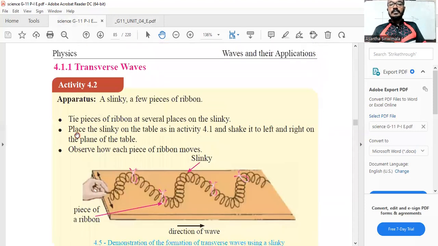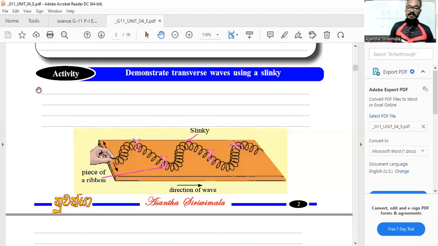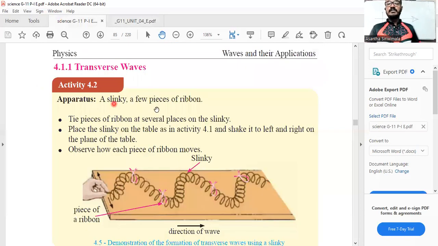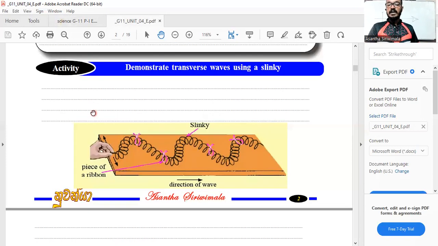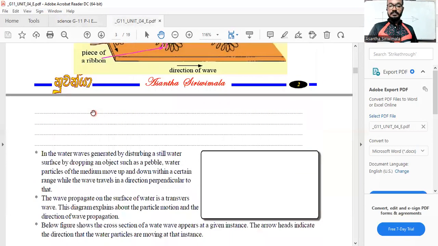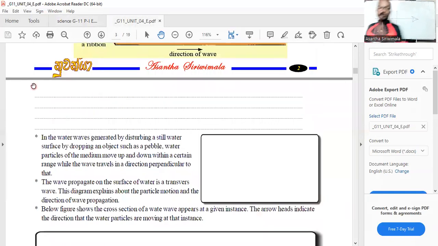So here in these lines, you can write things needed. These are the things needed: a slinky, a few pieces of ribbon. So that's what you can write in those front lines. After that, I'll explain how to do the activity. So we can write here.